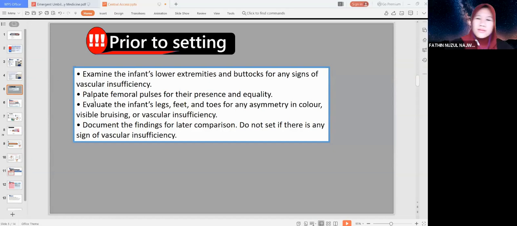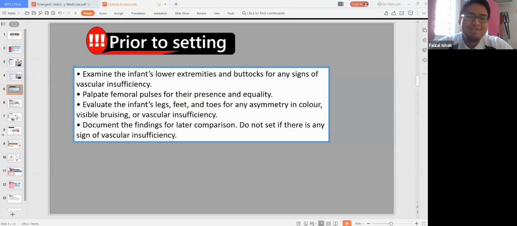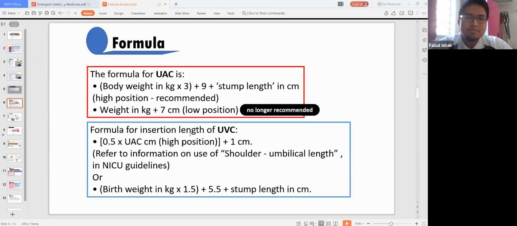Yes. And then first of all, prior to the procedure, we need to examine the infant's lower extremities and buttocks for any sign of vascular insufficiency. And then palpate the femoral pulses for their presence and equality, and then evaluate the infant's legs, feet and toes for any asymmetry in color, visible bruising or vascular insufficiency. And the last one, document the findings for later comparison. Do not proceed if there is any sign of vascular insufficiency.